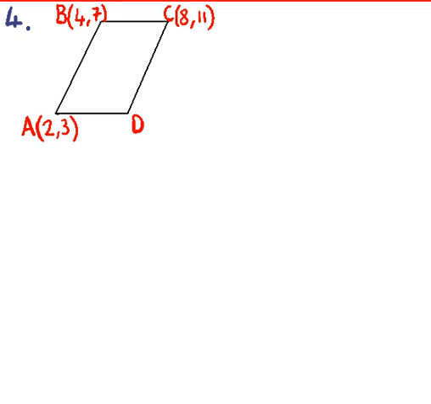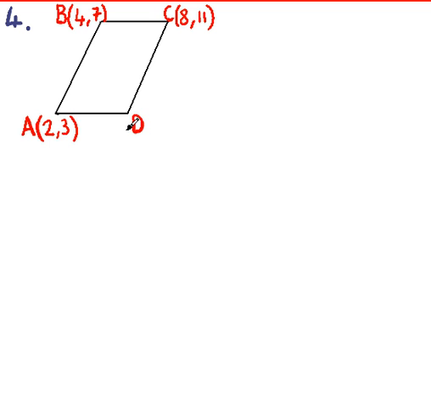This is question number 4. We're told that ABCD is a parallelogram, and that points A, B, and C have coordinates (2, 3), (4, 7), and (8, 11). We don't know the coordinates of point D. The diagram we have here on screen doesn't actually represent the real parallelogram. It's just for illustrative purposes only, to get an idea of what's happening.